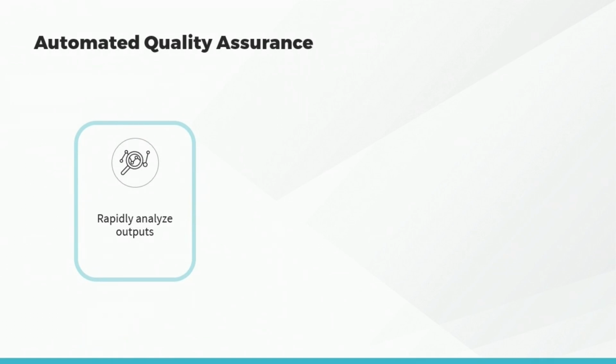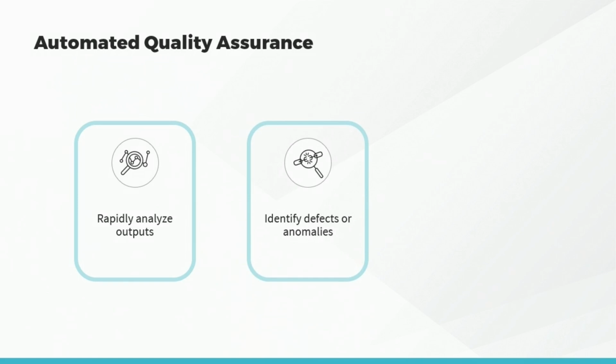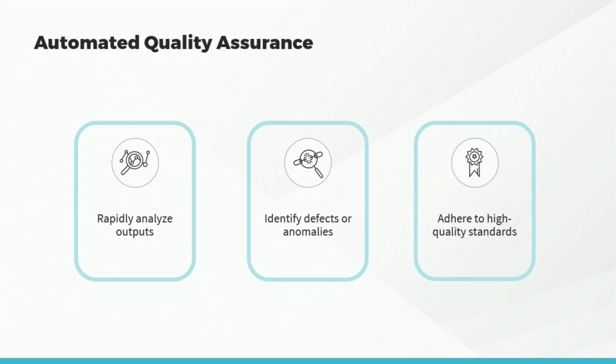Now, automating quality assurance processes helps to ensure products and services meet high quality standards and efficiency. Now, what we need to do is leverage automation to analyze outputs and identify defects or anomalies quickly and accurately. We also need to implement automated inspection and testing procedures to detect and flag defects or deviations from quality standards. And of course, we need to enforce adherence to established quality standards and specifications through automated quality control measures.